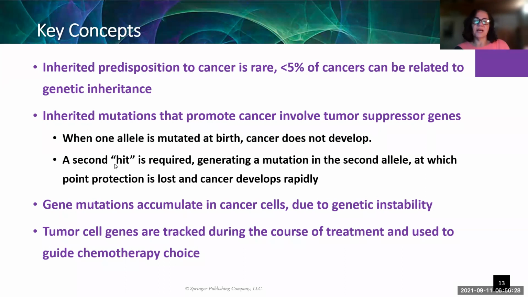So they talk a lot about the second hit, having to get another mutation in that same gene on the other chromosome. So you get one chromosome from mom and one chromosome from dad. And so there's the same kind of information on both of those chromosomes. And if one of them is mutated, the other one can fill in because you have the working copy of that gene. But if that one gets mutated, then you're out of luck because that cell no longer can make that protein properly.